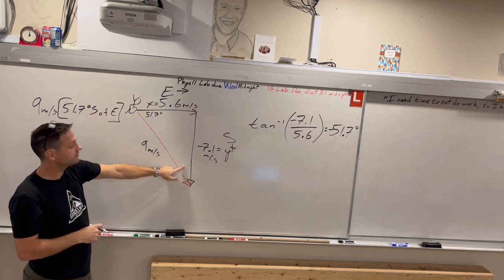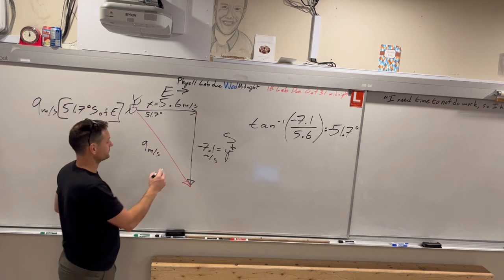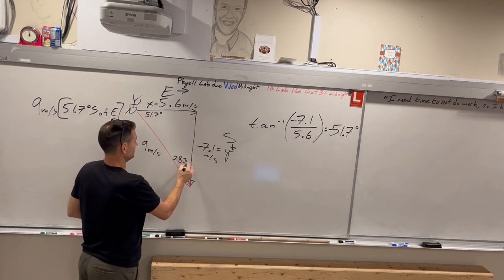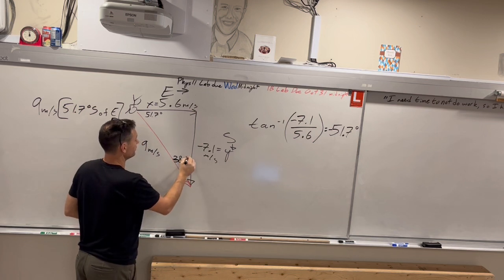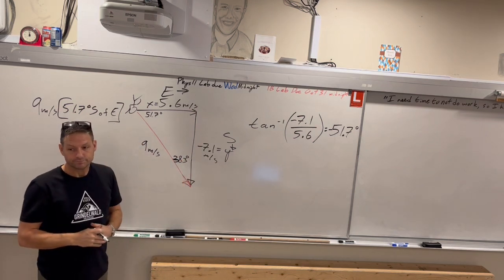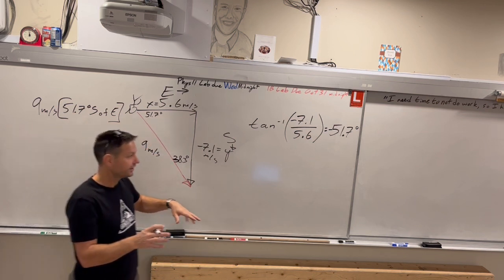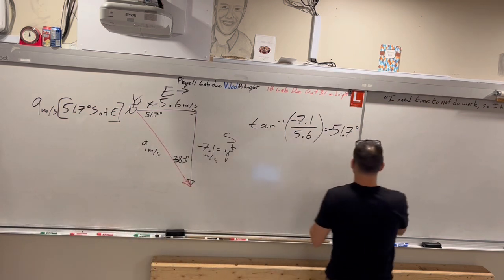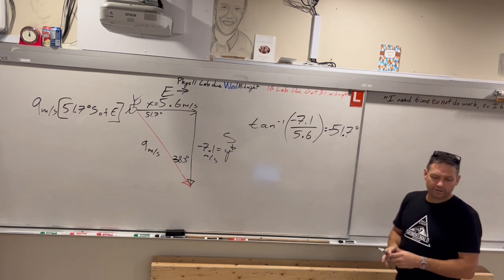What would this angle be? 38.3 degrees. So just 90 minus this will give you the other angle, right? Okay, I want to show you one other thing. Does that make sense?